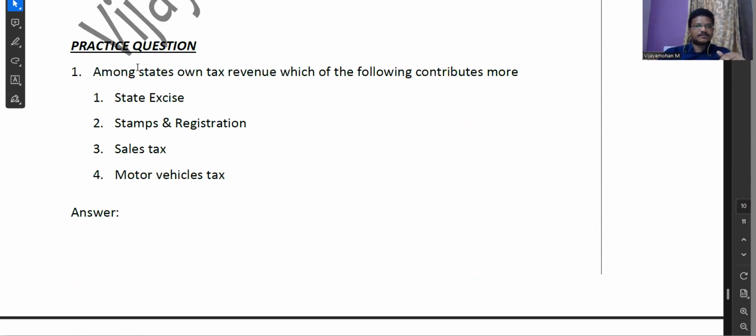Now just see the practice question. Among states' own tax revenue, which of the following contributes more? Here the GST, state GST, was not given in the options. The options are state excise, stamps and registration, sales tax and motor vehicle tax. If SGST, state GST, would have been given, then the answer would be state GST, right? Now, among these four own tax revenues, which one is contributing more? The answer is sales tax.